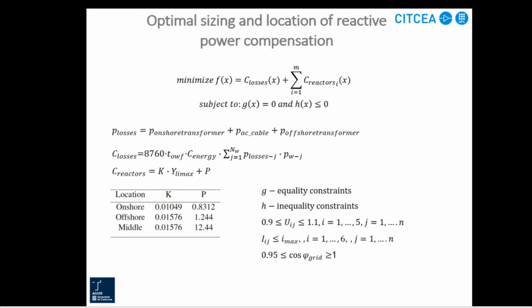About the constraints, we have equality and inequality constraints, where equality constraints are dependent on the power flow equations, and inequality constraints are limiting the voltages and currents in the nodes. So the voltages are limited from 0.9 to 1.1, and the current is limited to approximately 1.1 usually. And we also have the constraint that the delivered reactive power to the grid, or as we know, cosine phi, is limited from 0.95 to 1.